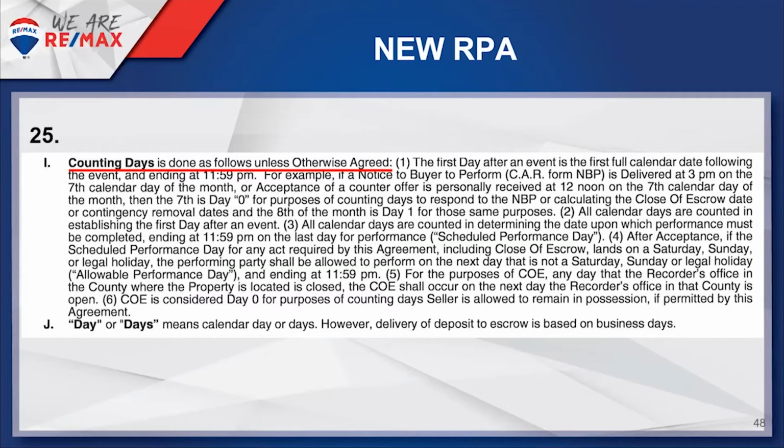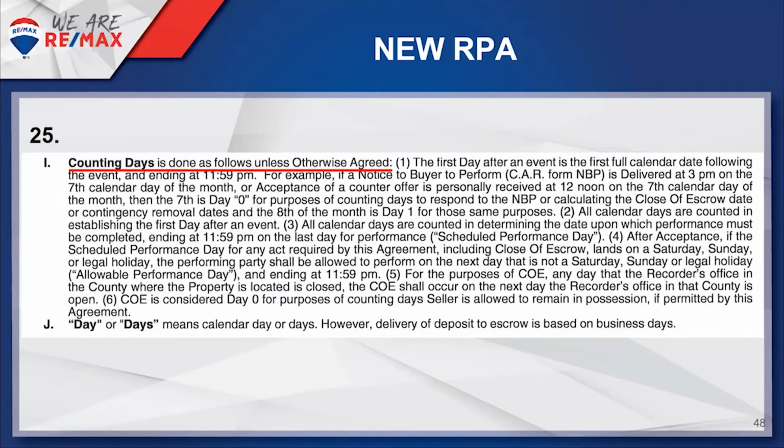So if I gave somebody a notice to perform this morning at 10 o'clock, then day 1 would be tomorrow, and it would start at midnight and go till 11:59 p.m. Day 2 would be Friday and would go until 11:59 p.m. And so the buyer would have till 11:59 p.m. to remove their contingencies, if I gave them a notice to perform today to remove contingencies. Now, where you skip weekends and holidays is the last day of performance.